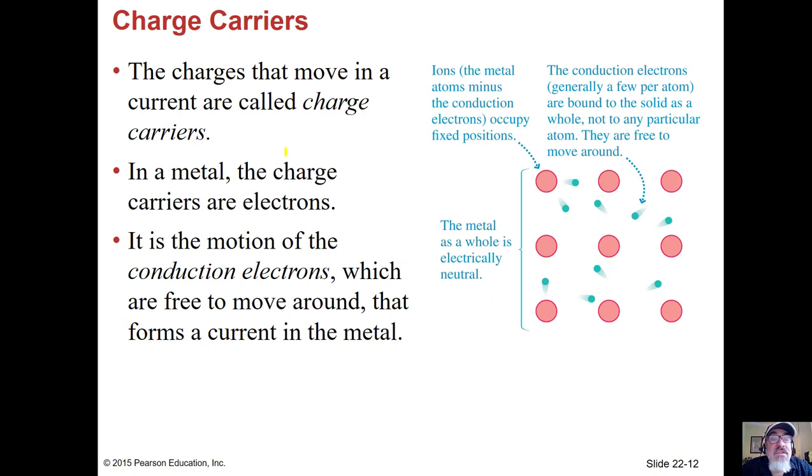Okay, so charges that move in a current are called charge carriers. So in a wire, in metal, it's electrons. In a solution, it could be positive or negative ions. But here in a metal, we've got some conduction electrons. And all metals are slightly different, so they've got different conduction properties.